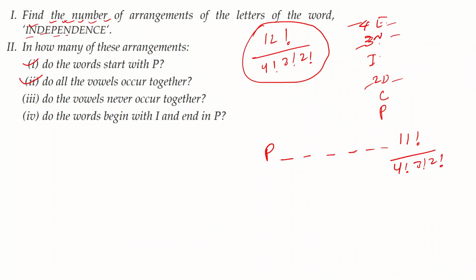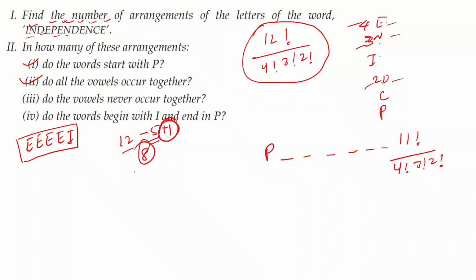So how many vowels are there? There are 4 E's and 1 I, and these are the only vowels. So what you do, you tie these vowels together. So 4 E's and 1 I, you tie them together and consider them as a single letter. So how many letters are there now? 12 minus 5 plus 1, because you are still considering them as a single letter. So 12 minus 5 vowels, and you are considering them as a single vowel. So 12 minus 5, 7. There are 8 letters in all now.